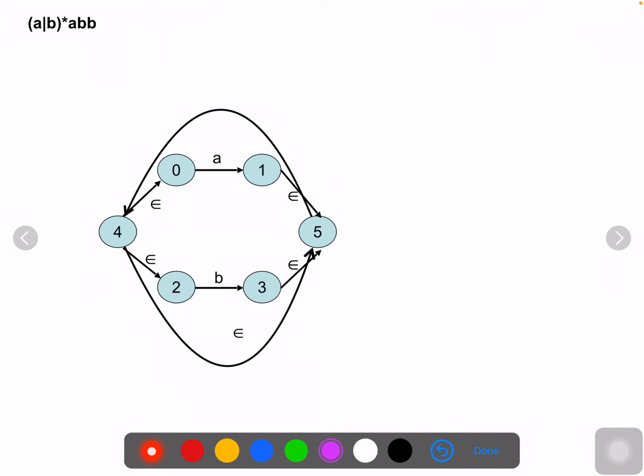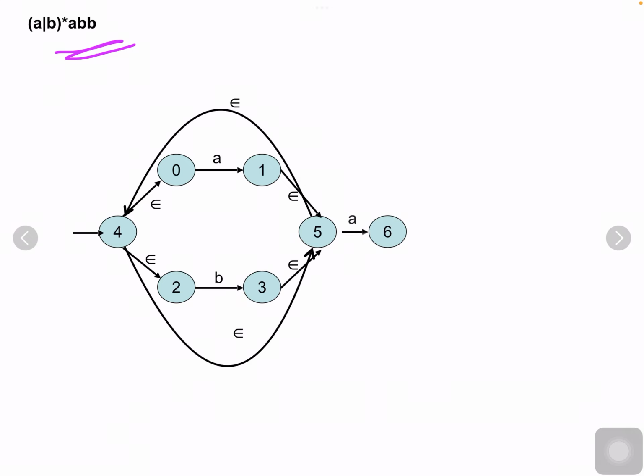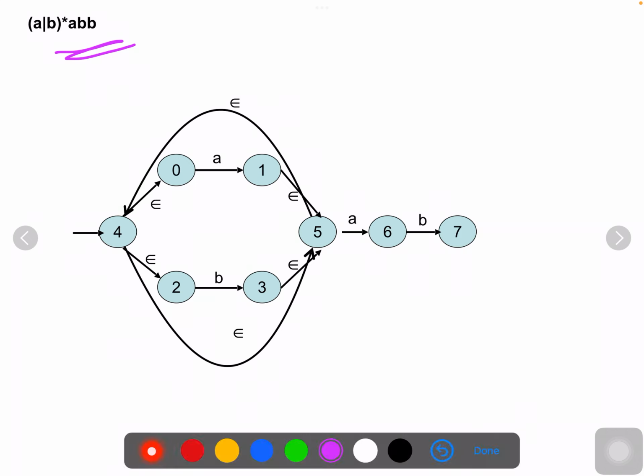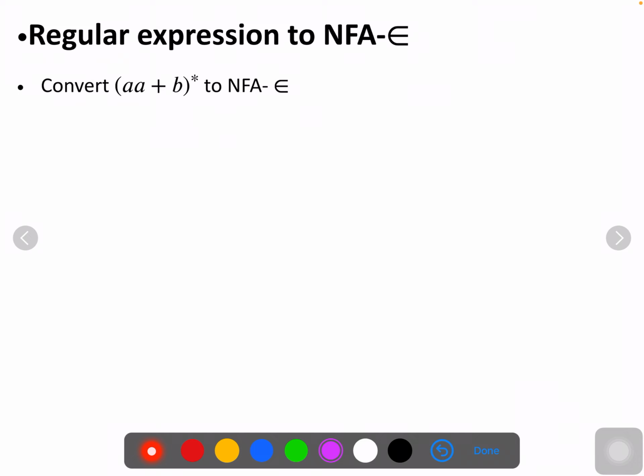Okay, what is the remaining part of this expression? abb. So we have to use that. So 6, a, b, 8, which is the final state. The final state is 8, and 4 is the initial state. So this way any regular expression can be transformed into a finite state automaton.